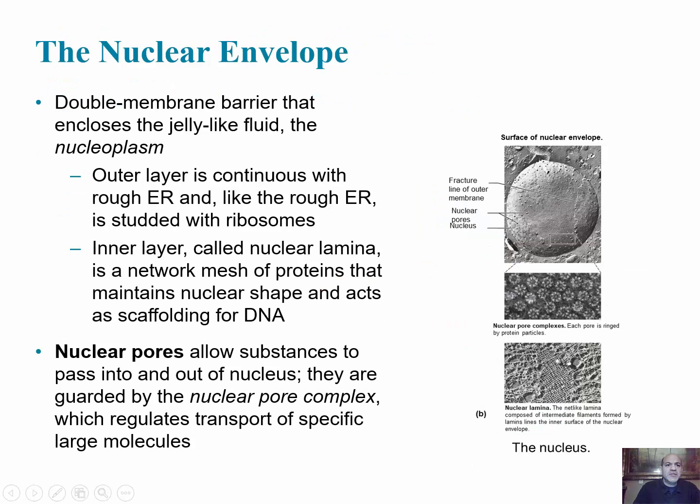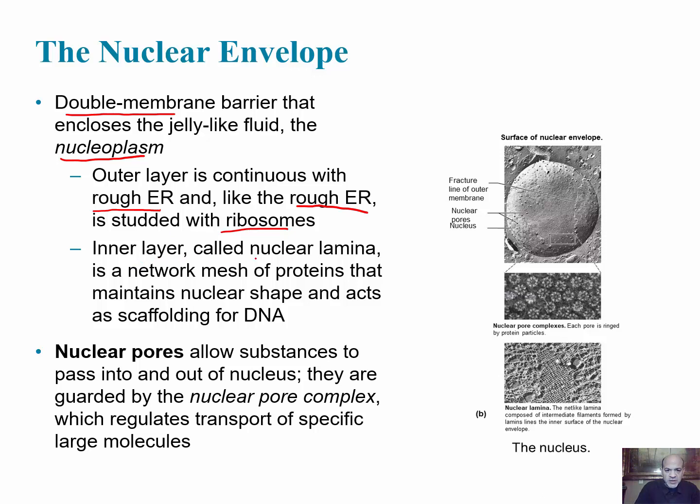So looking at the nuclear envelope, it is a double membrane barrier, and it encloses the nucleoplasm, which is jelly-like fluid. The outer layer is going to be continuous with the rough ER, so the outer membrane of the nucleus folds outward to make the endoplasmic reticulum, and the rough endoplasmic reticulum is going to be studded with ribosomes to make it look rough. We've seen that earlier in the chapter.